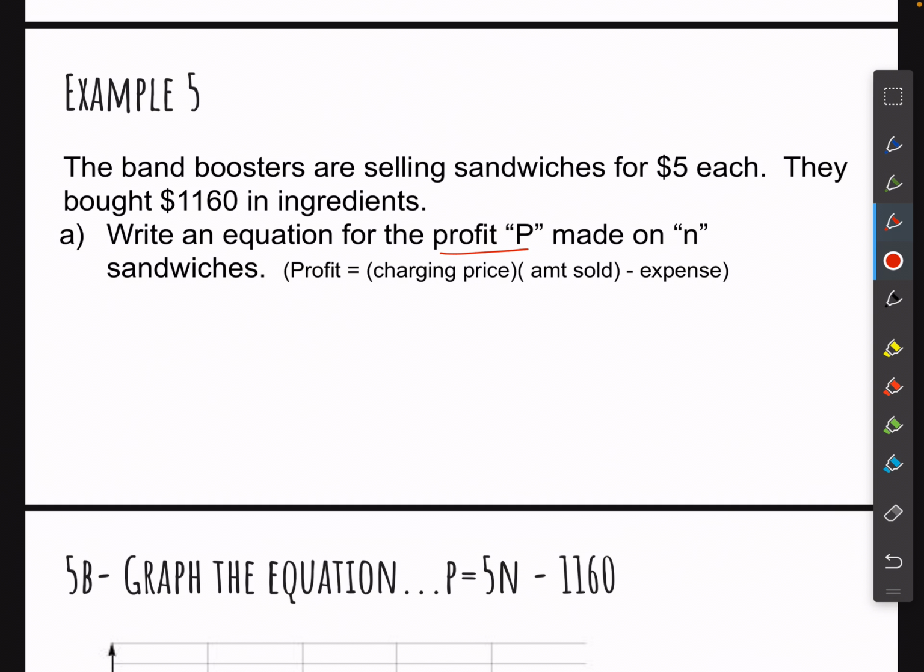So just a reminder here, I wrote it down for you that profit is equal to the charging price times the amount sold minus your expenses. All right, so let's take a look at that.